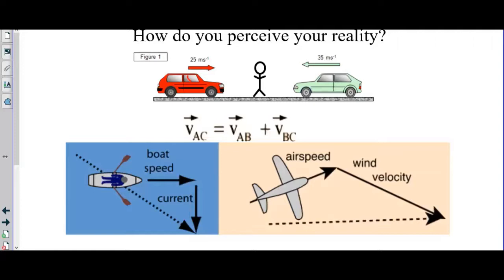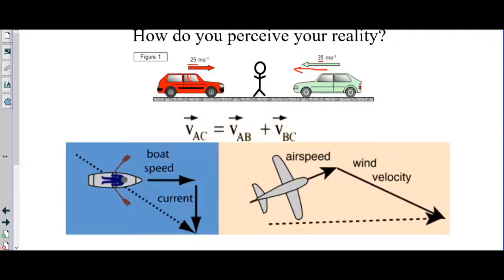So if this guy's at rest, you would add these two velocities together, the 25 meters per second and the 35 meters per second. You would see both of those added simultaneously, and the person in the red car would say that this lime car is traveling 60 meters per second towards the left. So relative motion typically involves a lot of adding of velocities.